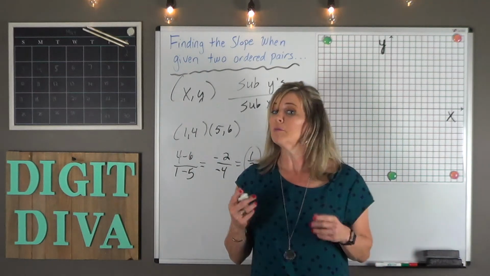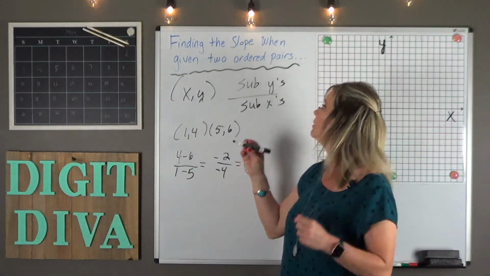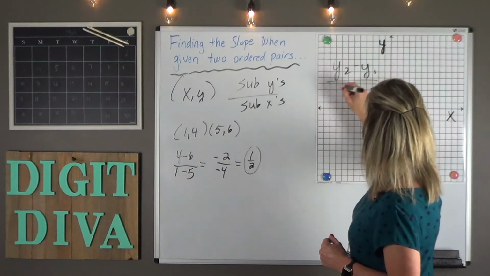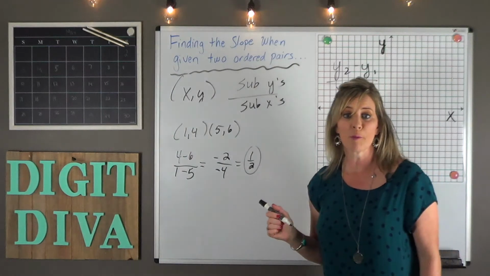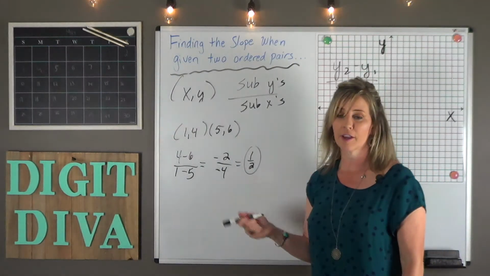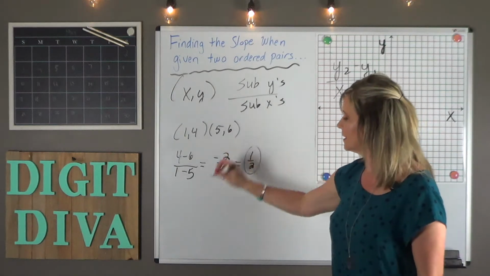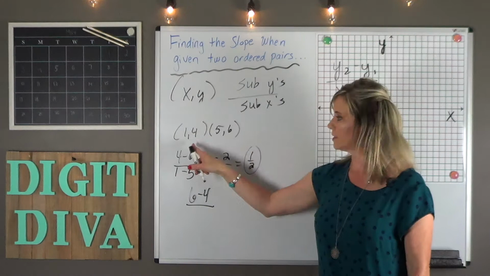Now, let me show you what would happen if I use our official formula, which was y2 minus y1 divided by x2 minus x1. I should still come up with the same answer, and I guarantee you I'm going to. So the second y value would be 6. 6 minus 4.